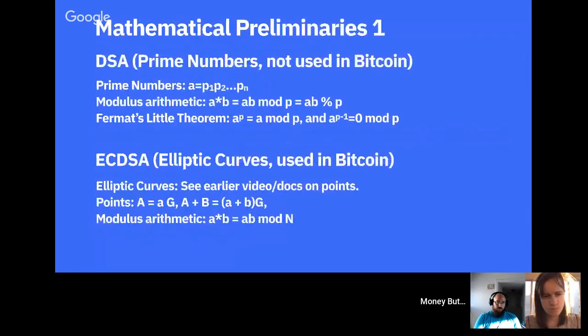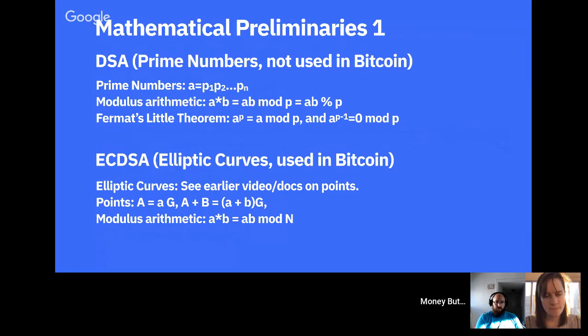So a bit of mathematical preliminaries. Again, we'll compare DSA directly to ECDSA throughout this presentation. DSA stands for Digital Signature Algorithm. This was a slightly earlier way to create digital signatures based on private keys and public keys, where the private key is a number and the public key is just a bigger number, basically. And it's based on really just basic arithmetic and prime numbers. So you have to know a little bit about prime numbers.